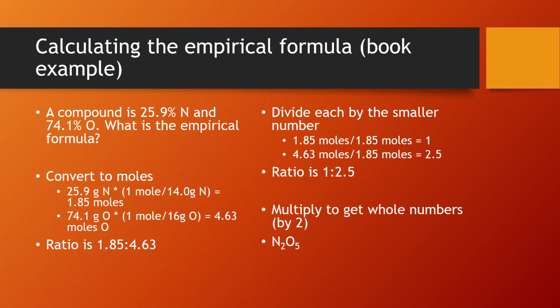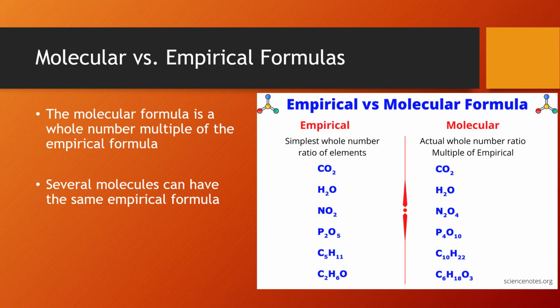In order to find that out, you divide each by the smaller number. So divide them both by 1.85, and you get 1 to 2.5. Again, not whole numbers. So you have to multiply that until you do get whole numbers. And you can see this is a fair amount of math. So you end up getting N2O5 as your empirical formula because you have to have whole numbers of elements in a molecule.